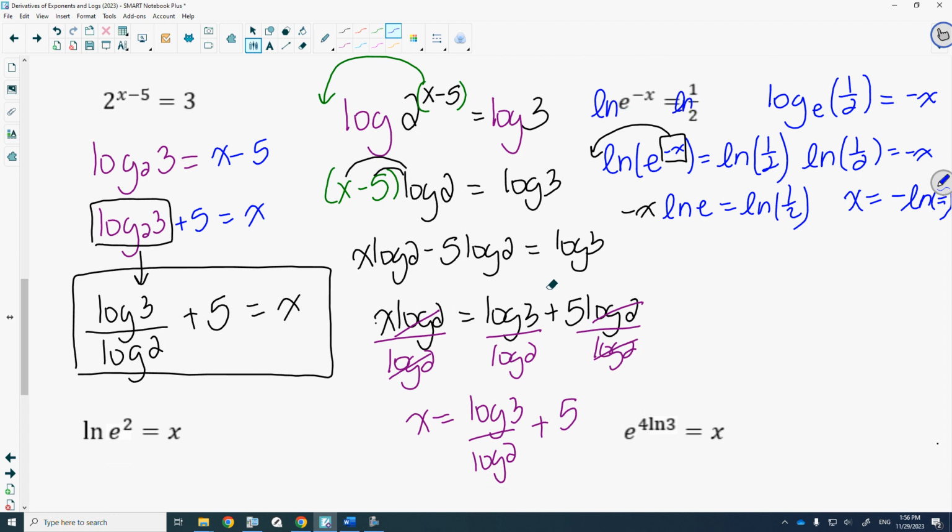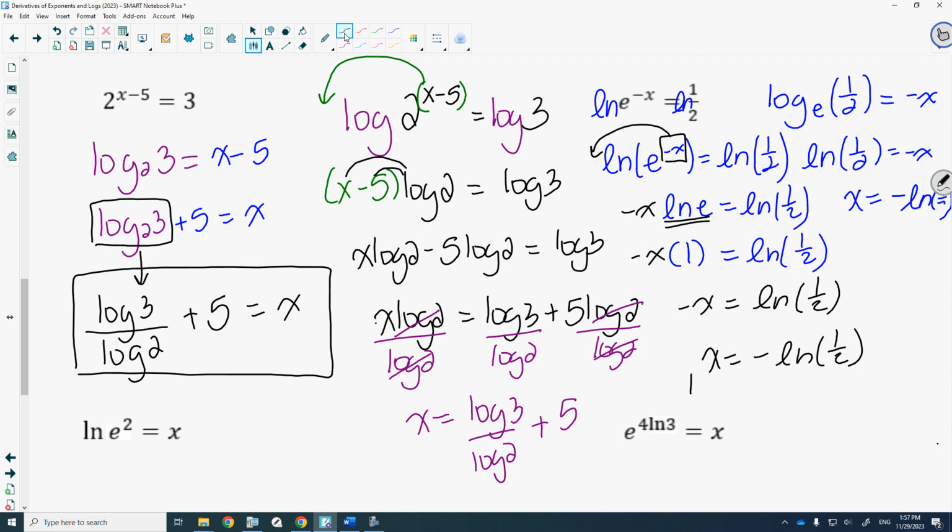Maya, what's happening now? Yes, except what is ln of e? It is 1. So I could just do negative x times natural log of e, which is just 1, is equal to ln 1/2. So that's just negative x is equal to ln of 1/2. Abby, from here, to give me x is equal to the negative of ln of 1/2. Are you guys good with that?